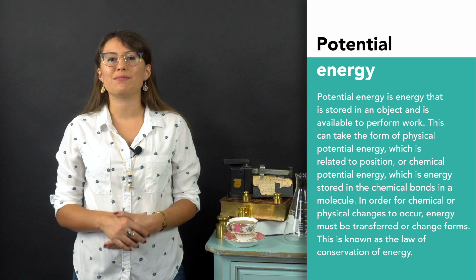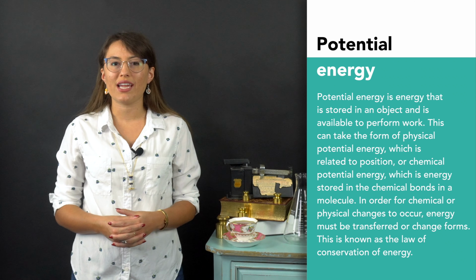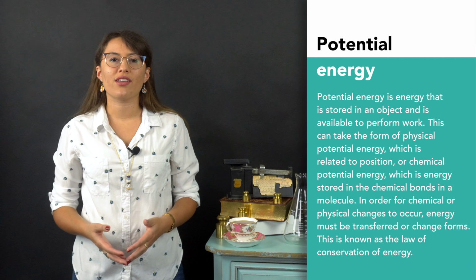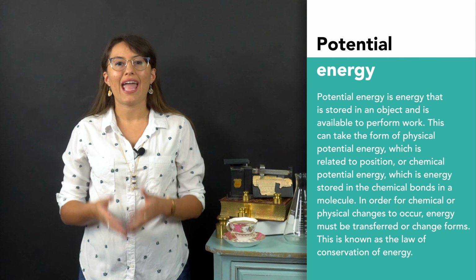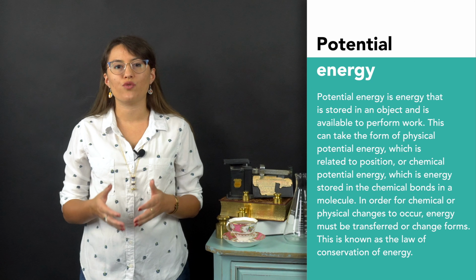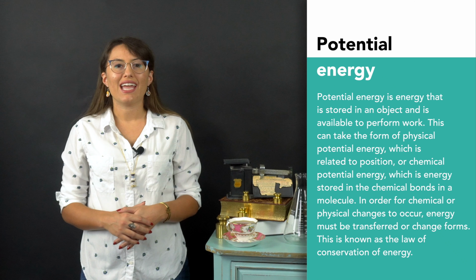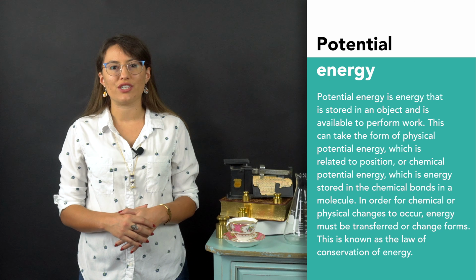The other type of energy that we will be focusing on is potential energy, which is the energy that is stored in an object and is available to perform work. This can take the form of physical potential energy, which is related to position, or chemical potential energy, which is the energy stored in the chemical bonds of a molecule. In order for chemical or physical changes to occur, energy must be transferred or change forms. It is important to note that energy is never created nor destroyed. It is merely transferred or changes form. This is known as the law of conservation of energy.